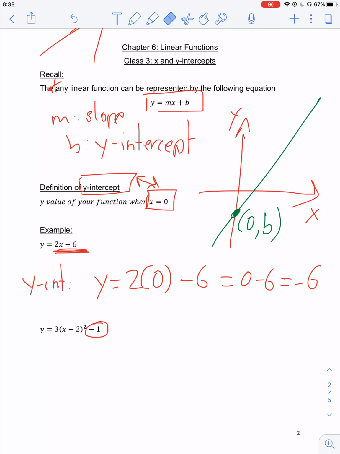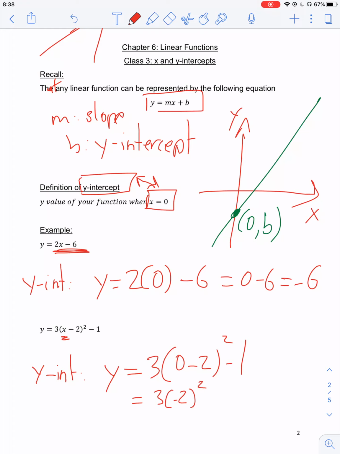Okay, so how do you find the y-intercept? Sometimes it's difficult to find the y-intercept just by inspection, but if you go by definition, the y-intercept is the point where I have to replace my x value by 0. Okay, so I'm going to copy the function 3 and then brackets. I'm going to replace this x value over here by 0. It's going to become 0 minus 2 squared minus 1. And then just simplify this, right? So 0 minus 2 is just minus 2. So this just becomes 3 minus 2 squared minus 1.